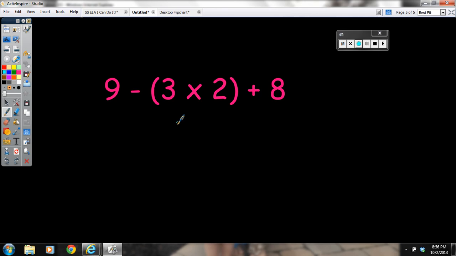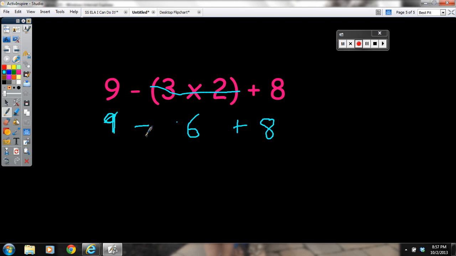Okay, so this is how you would solve it. In the order of operations, I know that parentheses have to come first. So the 3 times the 2 is inside these parentheses, and I know 3 times 2 is going to give me 6. I'm crossing out the 3, the times, and the 2 along with the parentheses, and I'm bringing down the 9, the minus, the plus, and the 8. Now what I'm left with is a subtraction and addition problem.